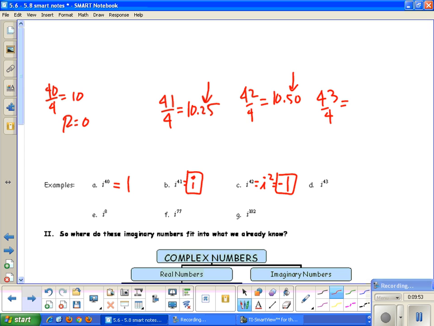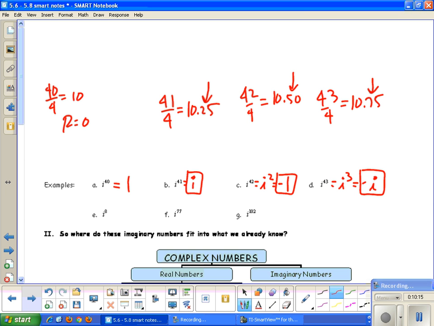And then 43 divided by 4 gives me 10.75. So that's 3 out of 4. So this is the same thing as i to the third, and we know i to the third is really negative i. And that's how you're going to simplify these. So why don't you guys do E, F, and G: pause it, and then unpause it.